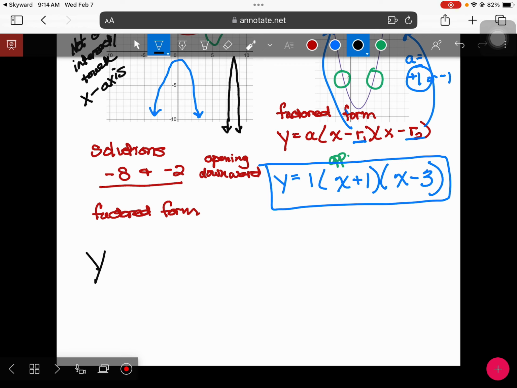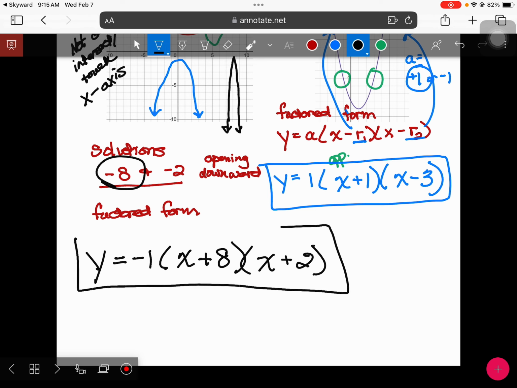You would say y equals, since it's opening downward, that's going to be -1 times x. Now, it looks like, and it is, a solution of -8. If you subtract a -8, it's going to look positive. So that is x plus 8. And my other one is x minus -2. It's a -2, but it's going to look positive because we are subtracting the root. All right? So that should help you with your homework.